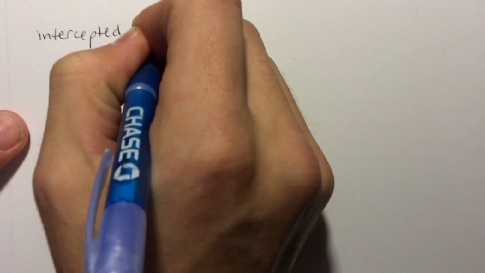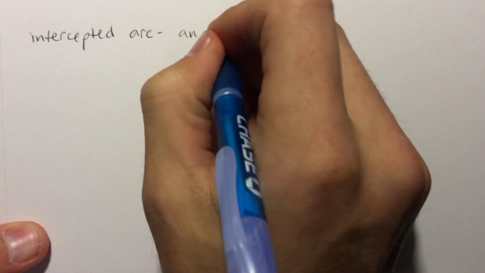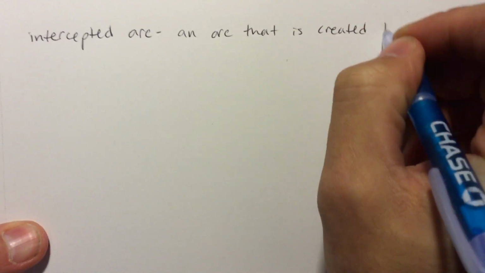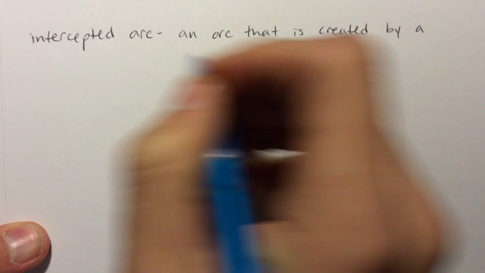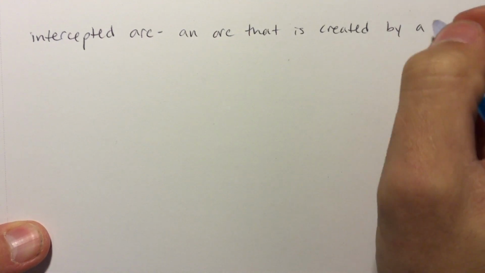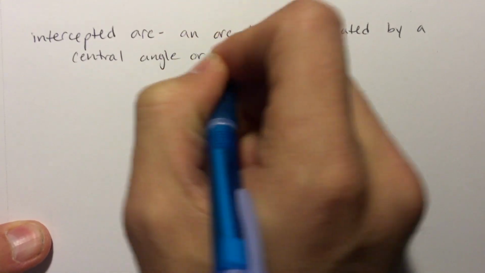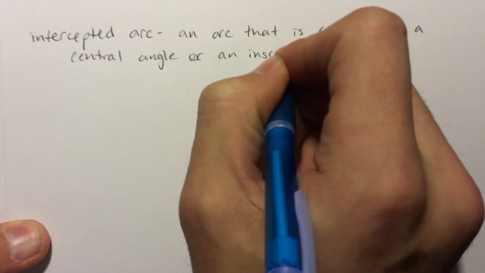Okay, so the next one we're going to talk about also has to do with inscribed angles a little bit. I'm going to be talking about an intercepted arc. And these are all in the pack as you work through them. I just wanted to go over these all at once so that you can have them all in one place. So an intercepted arc is an arc that is created by a central angle or an inscribed angle.